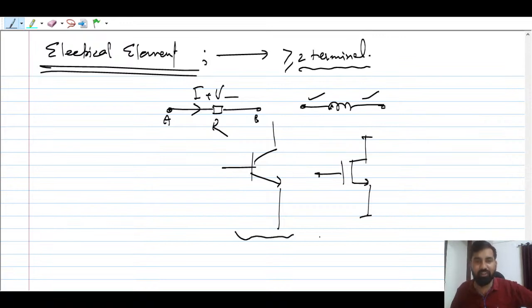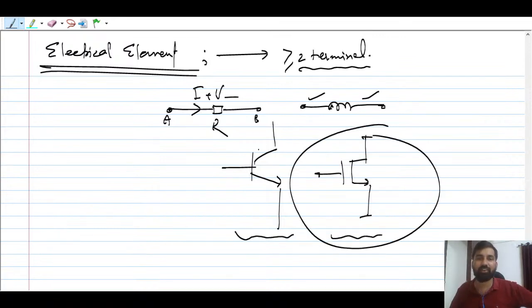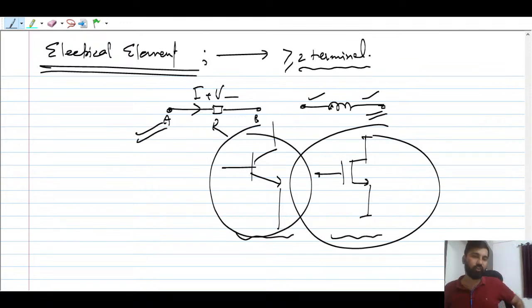So these are three terminal devices. Here you see three terminal devices, and these are two terminal devices. So any electrical element you talk about, there will be at least two terminals. And what is a terminal?